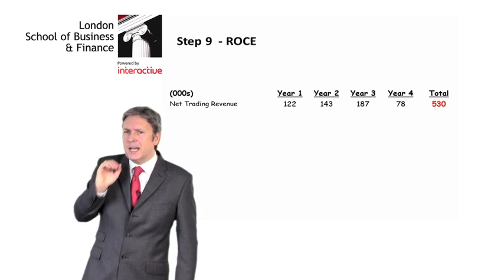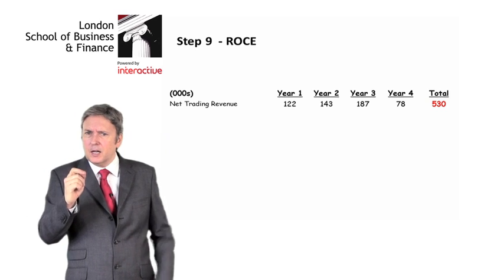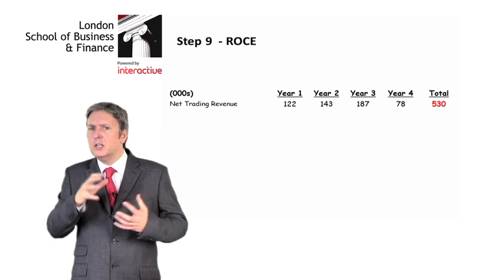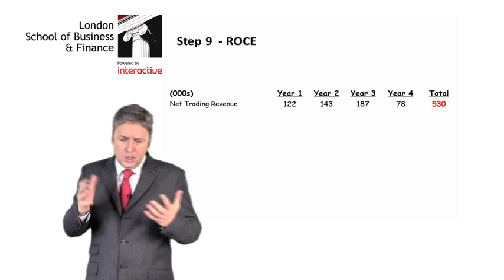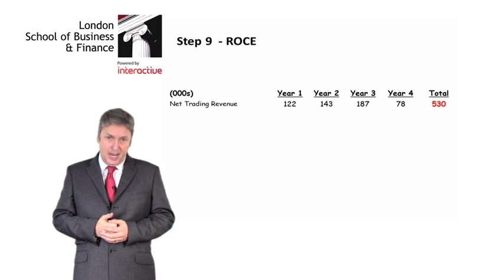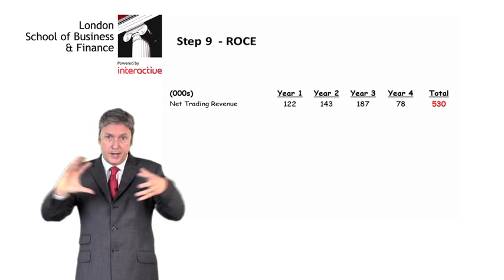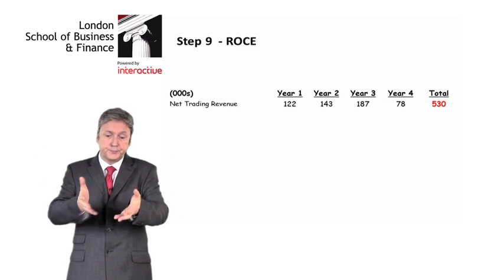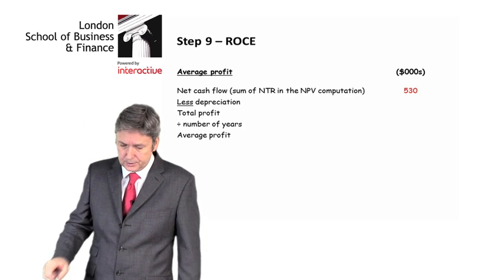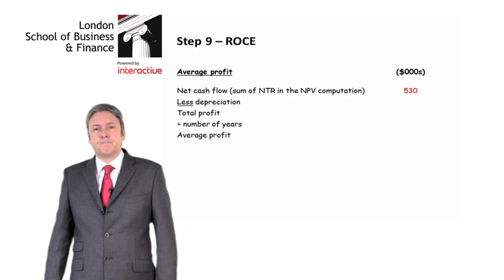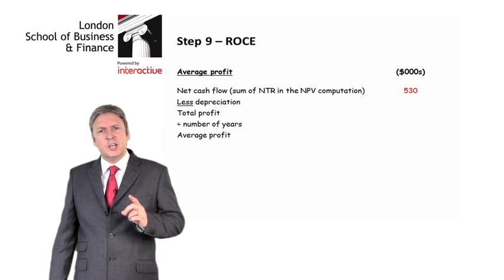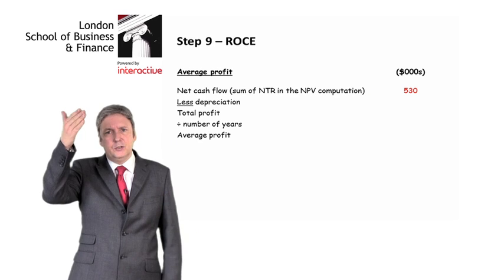Now, what we can do is to take this figure as something akin to profit. Okay? So the first thing I'm going to do is to take the net trading revenue numbers that I calculated year on year and add them together to get a total, 530,000.